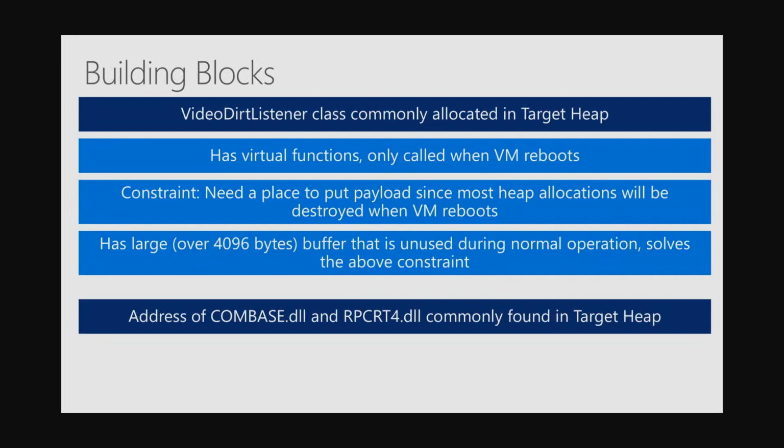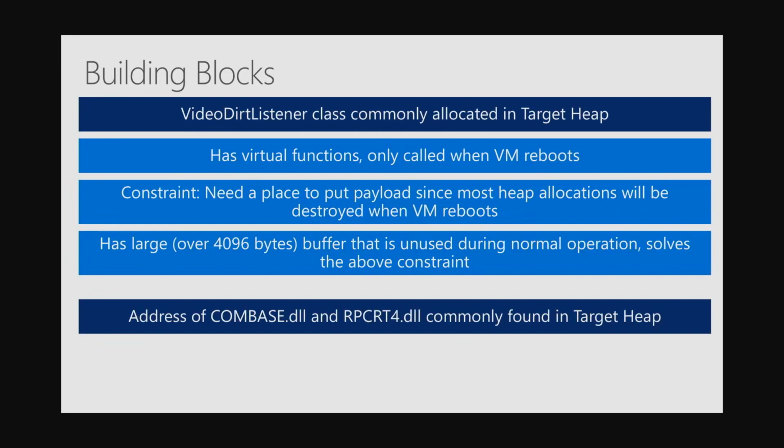Another nice thing about this class is that it has a very large buffer inside of it. It's over a page big. And that matters because when you reboot the virtual machine, a lot of the allocations that are in the heap have already been freed by the time virtual functions in this class have been called. And if you're going to try to execute some sort of payload, you need to be sure that your payload still exists when you go to execute it. So the fact that this class both had a virtual function table and it had this massive buffer where I could store a payload was great.